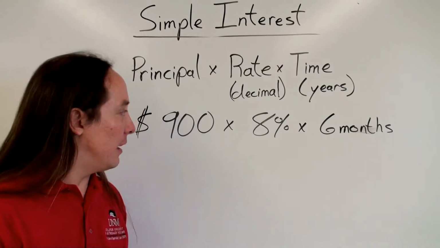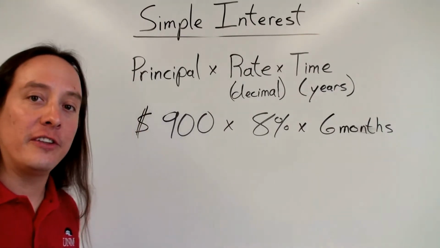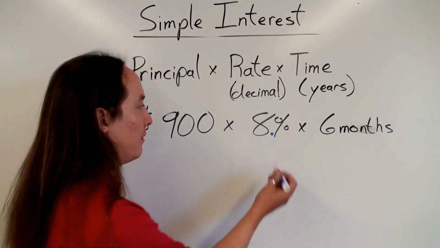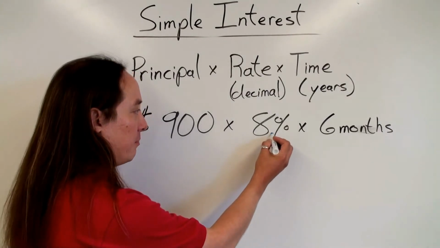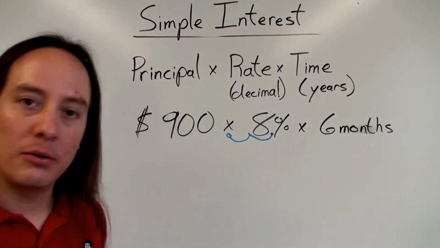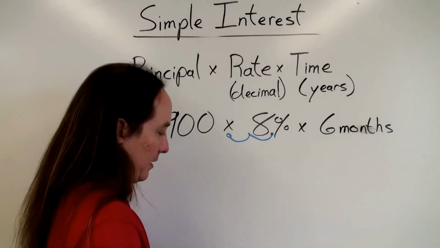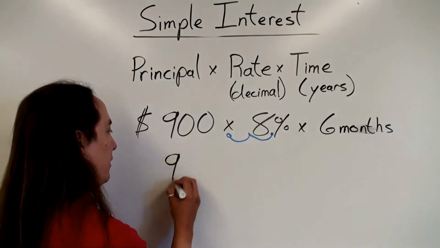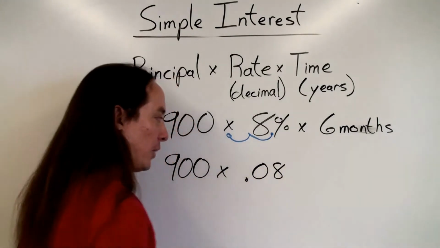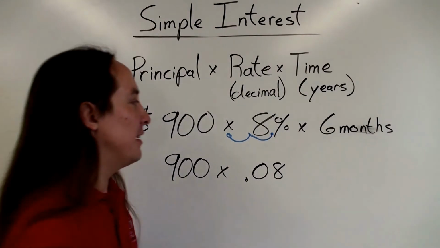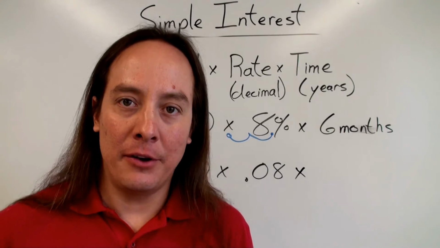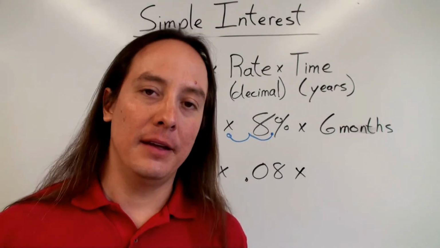Okay, so I guess the easiest one is the percentage, changing that to a decimal. So for it to be 8, my point is there, it's 8.0, right? So divide that by 100 is simply moving the decimal 2 to the left, okay? So that would give us 900 times 0.08. Now 6 months. I think most of you can understand that it's half a year, right? It's half a year.